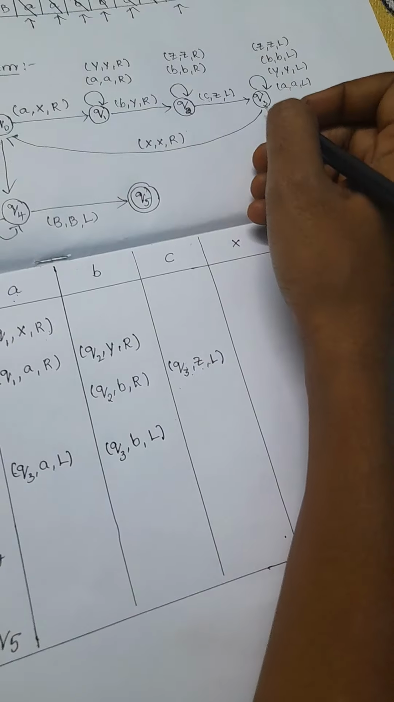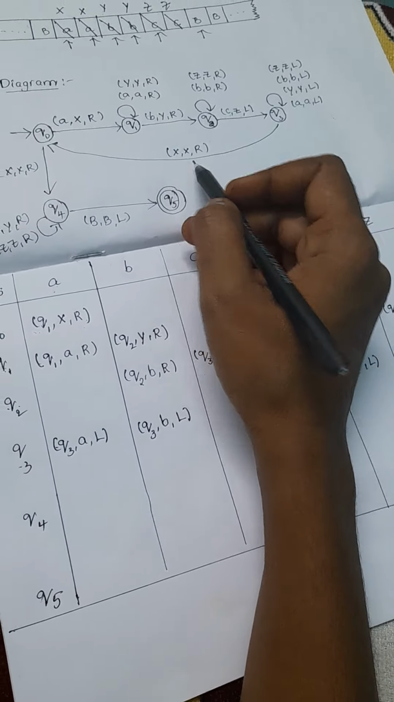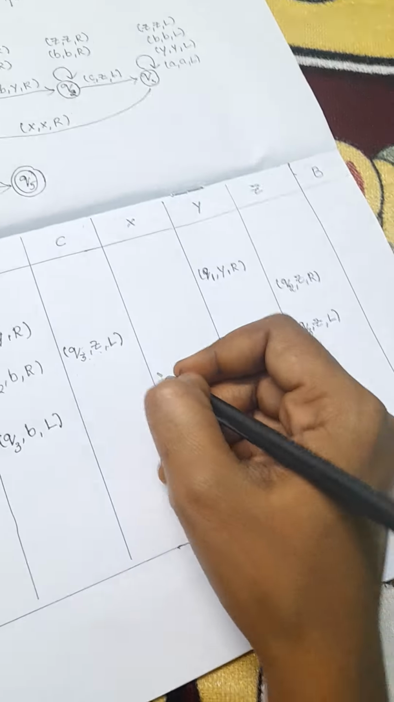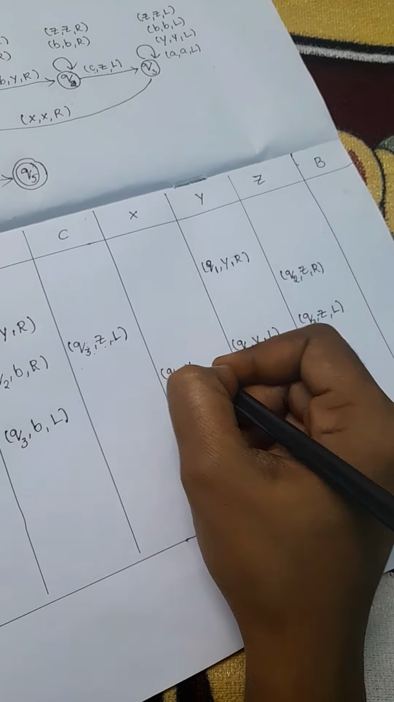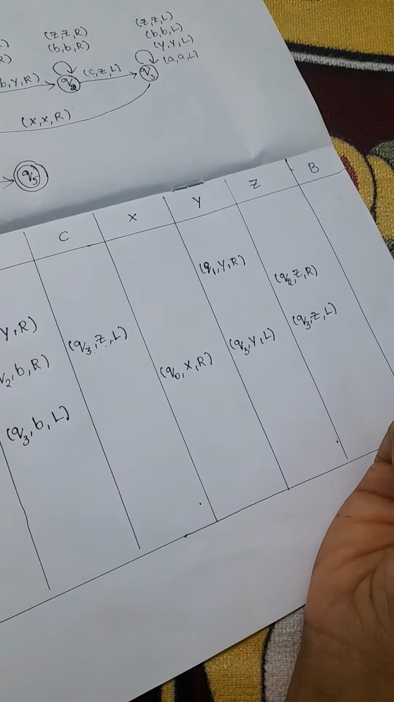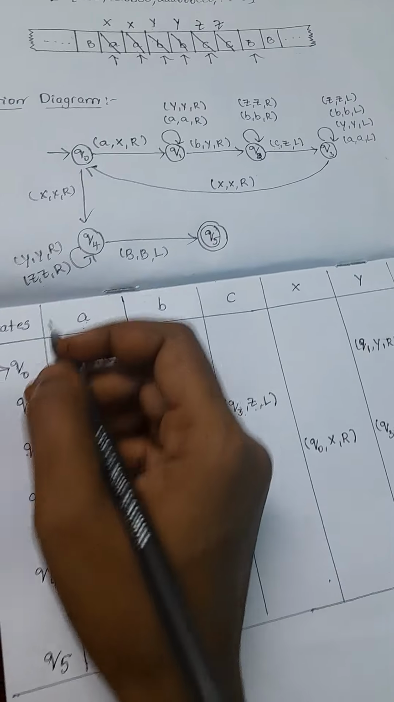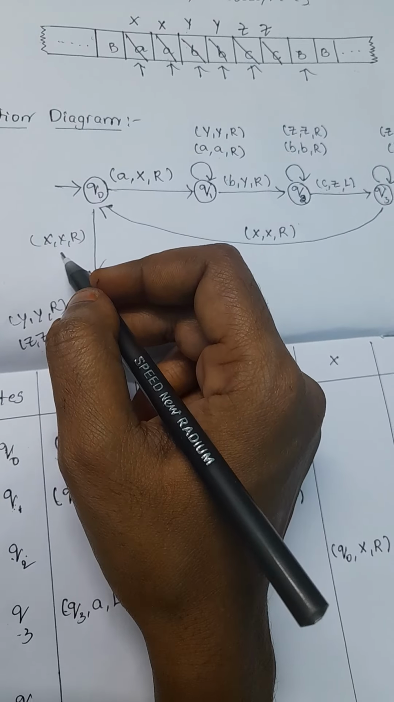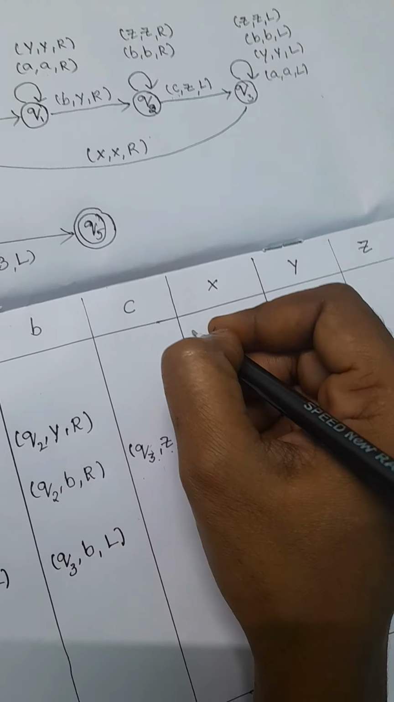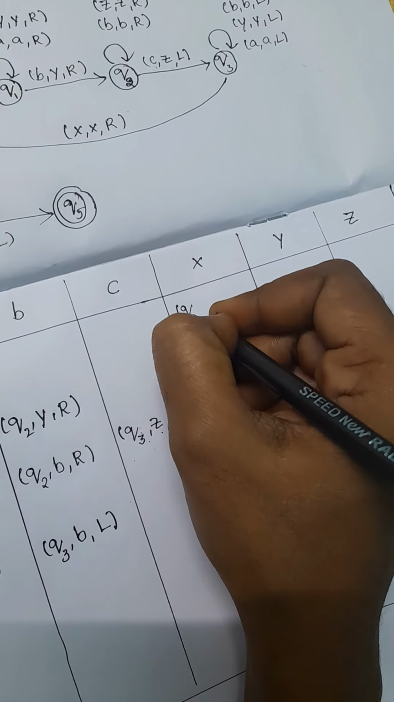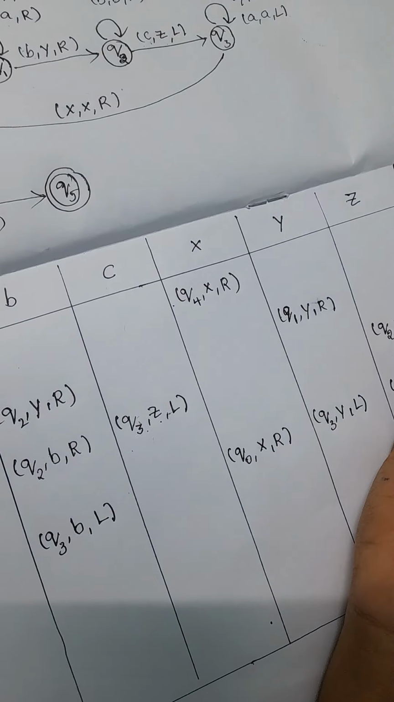Okay, again from Q3 here we have one more transition to the Q0 state. So that is X. Q3 X. So it will move to the Q0 state. X remains X only, we need to move right side. Again from Q0, here we have some new transition, right? From Q0, while we are reading the X symbol, what will we write here? We will move to the Q4 state and X remains X only, we need to move right side.